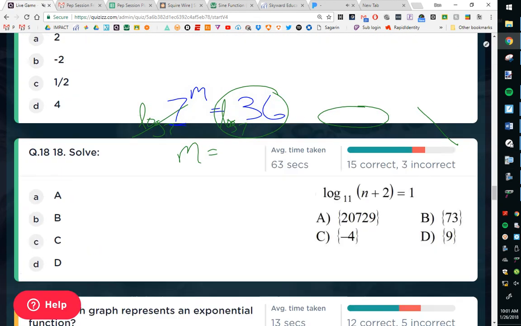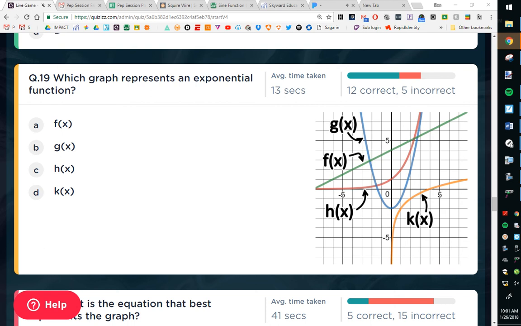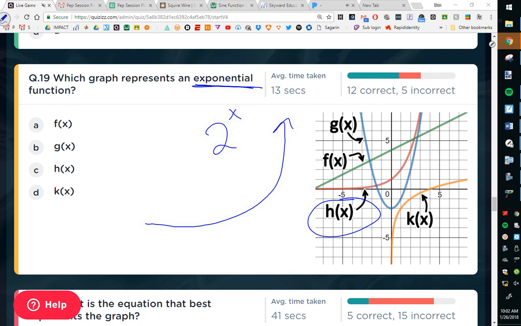Number 19. Is that the multiple graph one where you have 4 different graphs? Yep. 19, exponential. This is a vocabulary question. Do you know what exponential means? Exponential is a graph like 2 to the x. Remember that's what we graphed earlier? It looks like that. So the one that looks like that is h. That green line is just a line. The blue line is a parabola. You pick k? Yeah, k is a log. K is a log base 2 question. So it looks similar, but not quite the same.